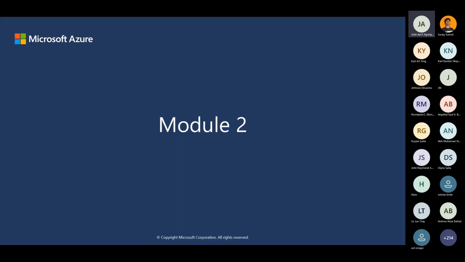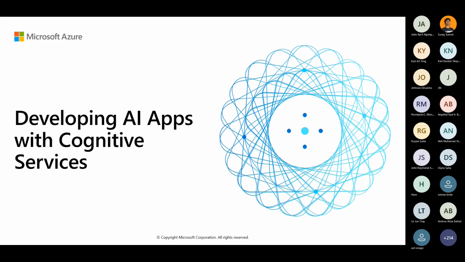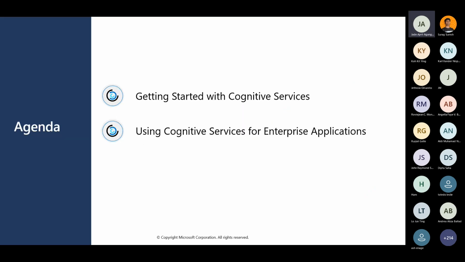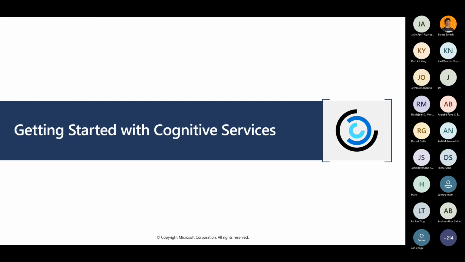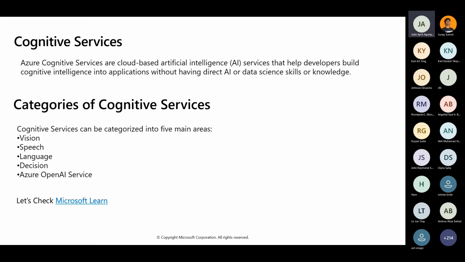Okay, so let's go to module two. So let's try to understand cognitive services and what it does. Let's start with cognitive services and the use of cognitive services for enterprise applications. So what is cognitive services? It's the cloud-based artificial intelligence that lets developers build cognitive intelligence into applications without having direct AI or data science skills or knowledge.